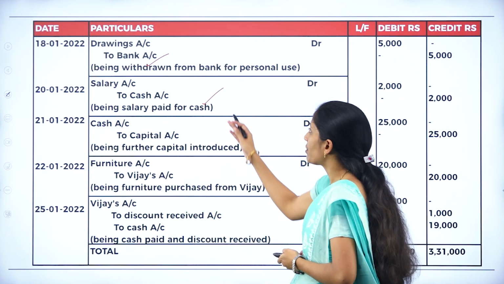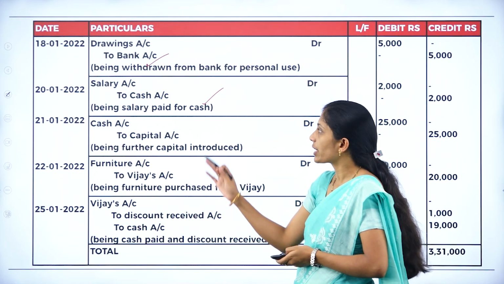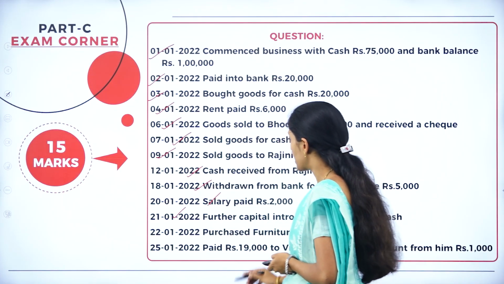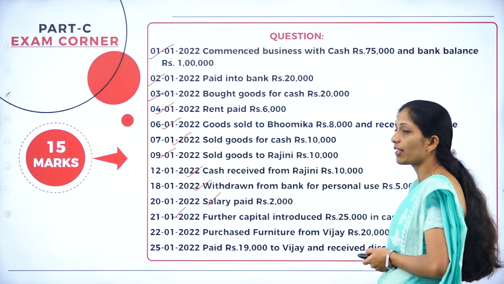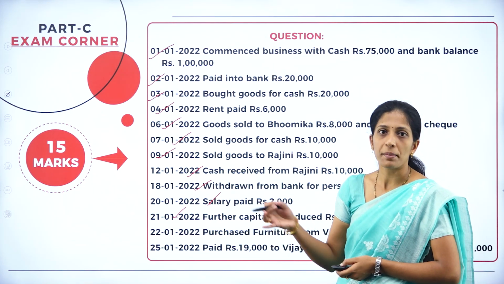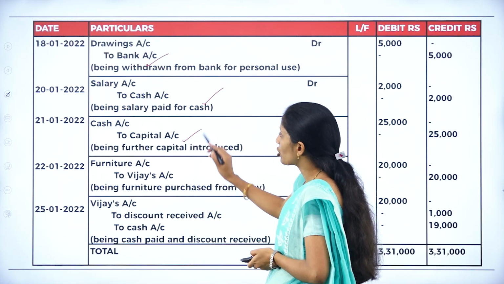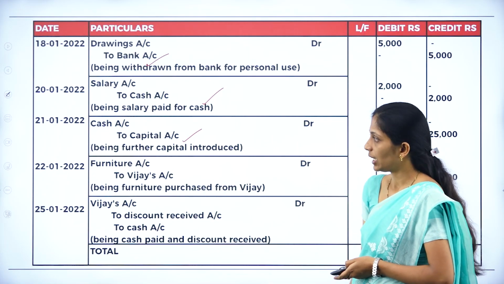So what is the journal entry? Salary account debit to cash account, being salary paid for cash. Next is 21st. Further capital introduced, 25,000 in cash. So normal journal entry, cash account debit to capital account. So cash to capital, being further capital introduced.